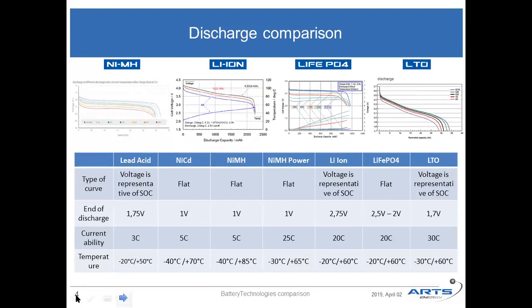According to the discharge curve, in fact, you have 2 families. One where the discharge curve is flat, and in this condition, it is not possible to use the voltage information to know the state of charge. And at the opposite, some technologies like lead acid or lithium ion, where the evolution of voltage is, I would say, significant enough to be a way of knowing the state of charge.